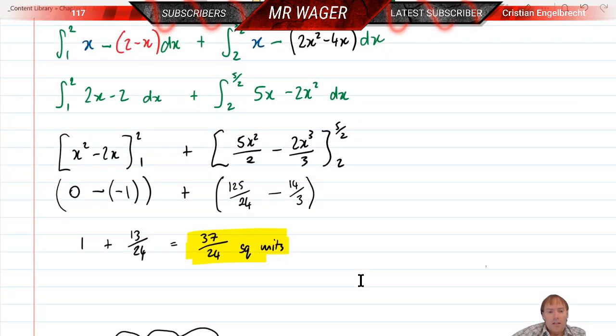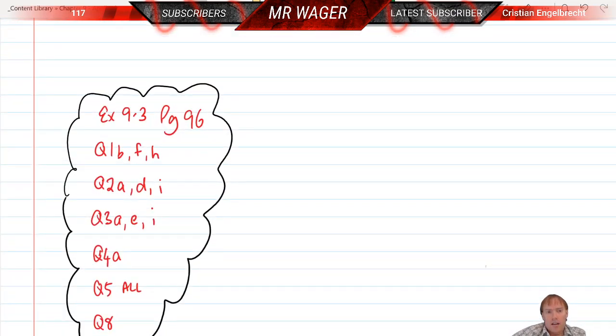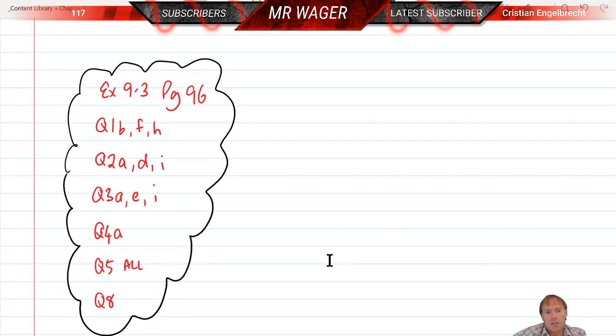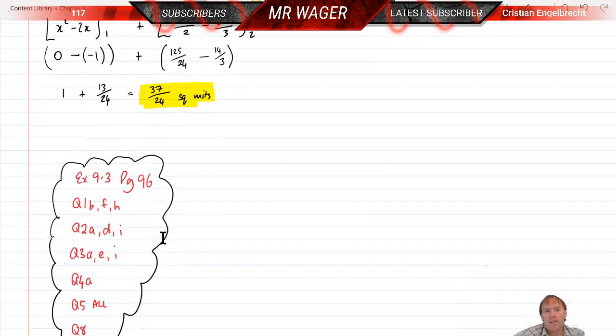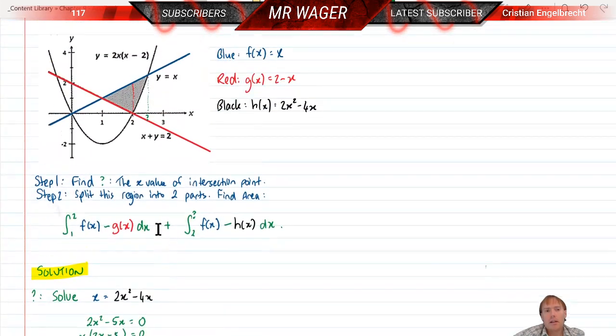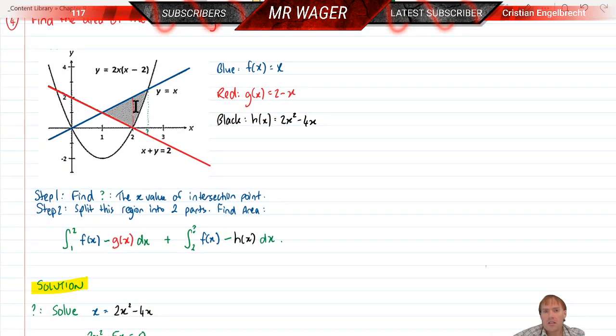Okay, final thing I've got here is the exercise questions for you to practice in exercise 9.3. It's on page 96, giving you quite a bit to practice. But again, what I want you to focus on is getting the order in the integral correct: top graph minus bottom graph. Sometimes, just like that last example we just did, you'll need to split it into separate regions and work out the areas of each region and then add them together.